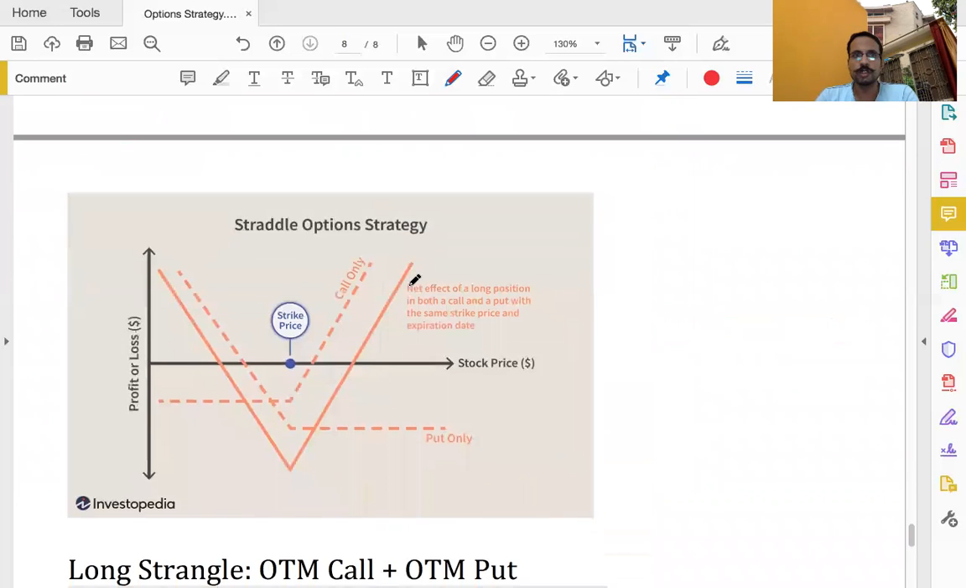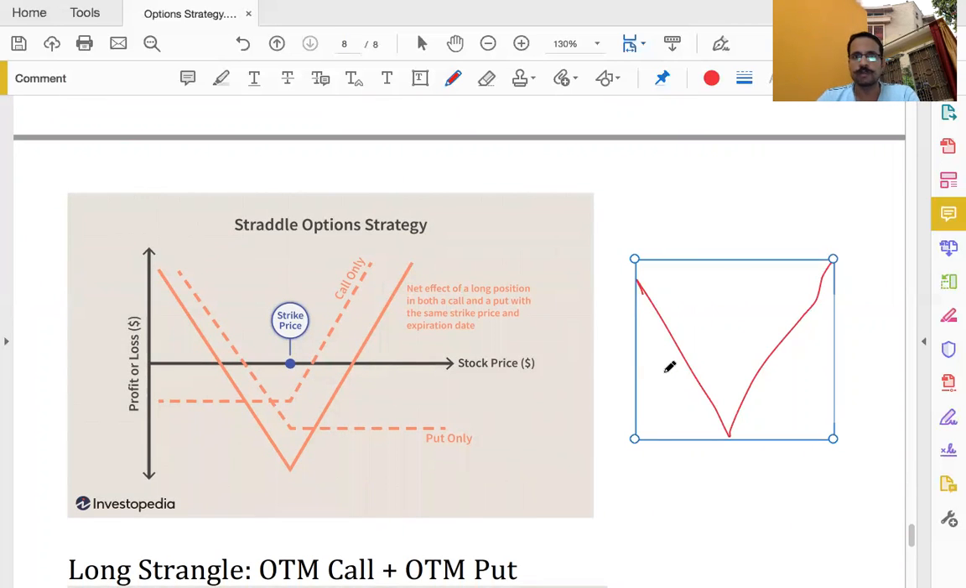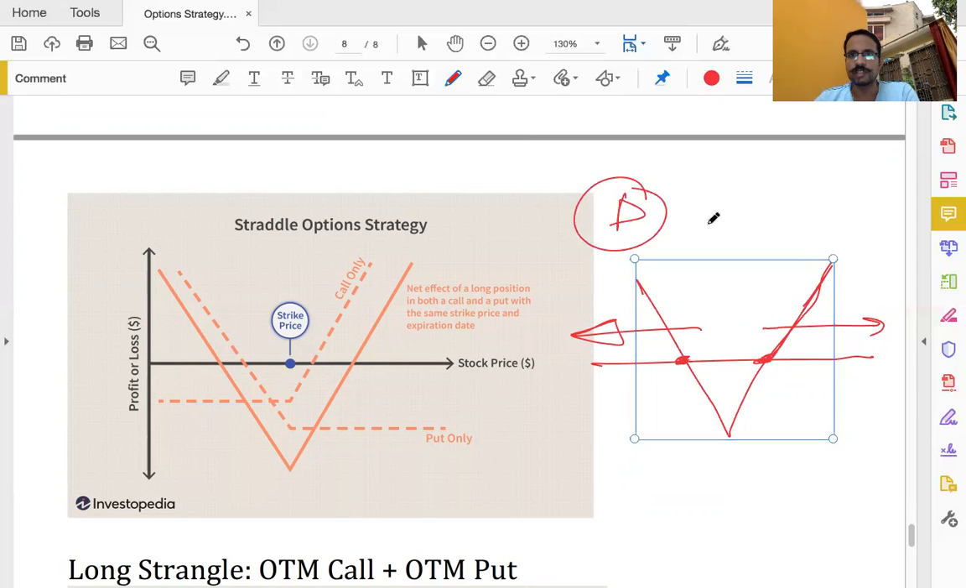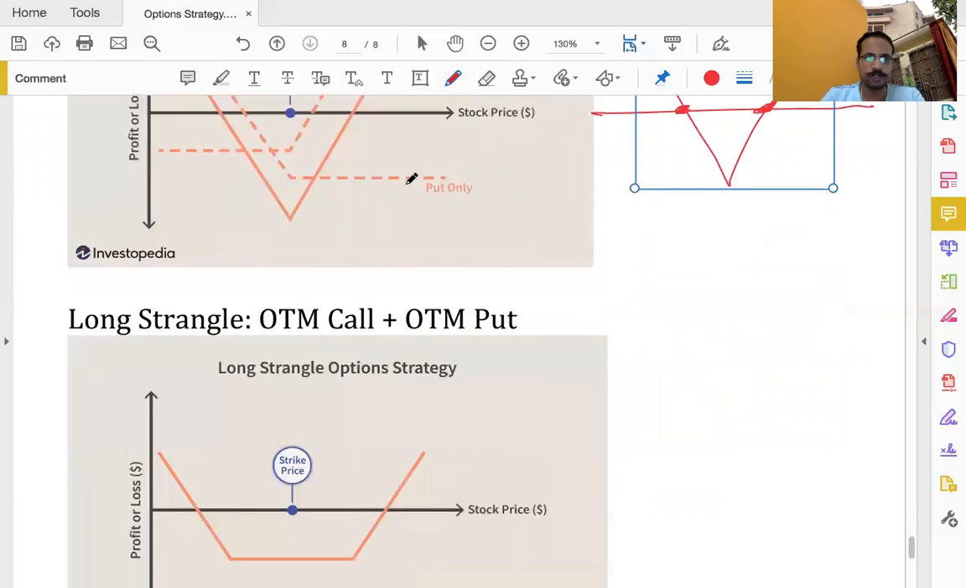So this is how a long straddle strategy looks like, right? So this is a payoff diagram of a long straddle strategy. So basically, whether it is losing too much or it is gaining too much, you are gaining. So if you are expecting a large difference on either side of the spectrum in the stock price, then you are going to use a straddle option strategy.